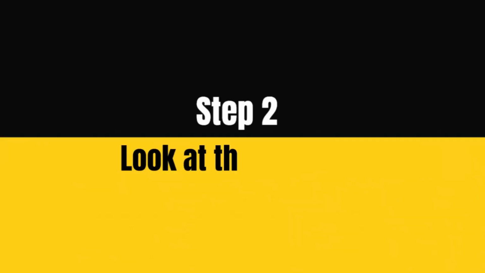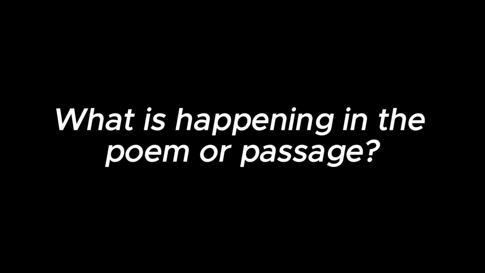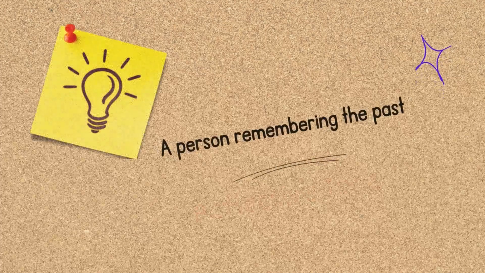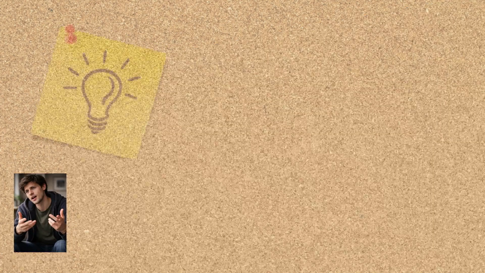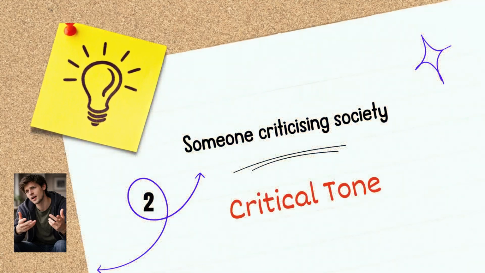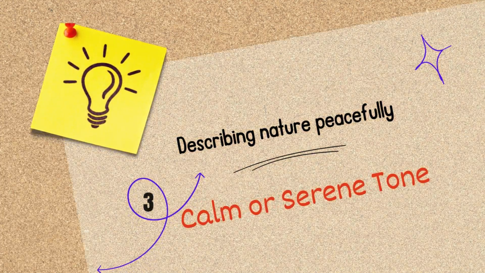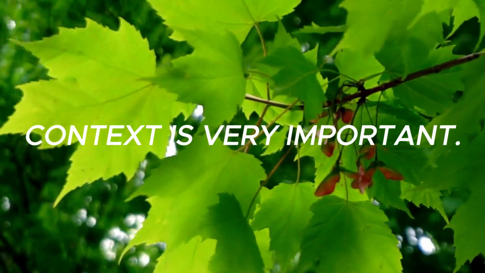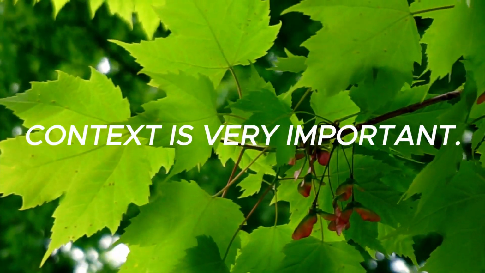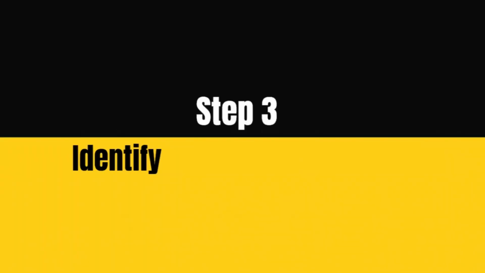Step number 2. Look at the situation. Ask yourself, what is happening in the poem or passage? Some examples can be, a person remembering the past shows a reflective tone. Someone criticizing society shows a critical tone. Someone describing nature peacefully, it shows calm or serene tone. Context is very important. Don't just read words. Understand the situation.